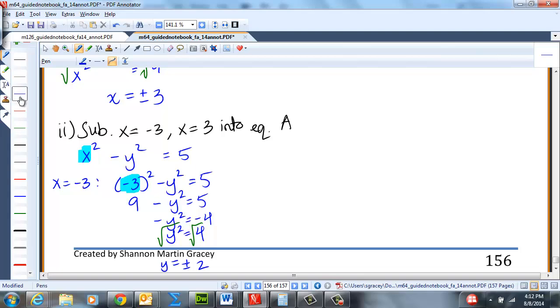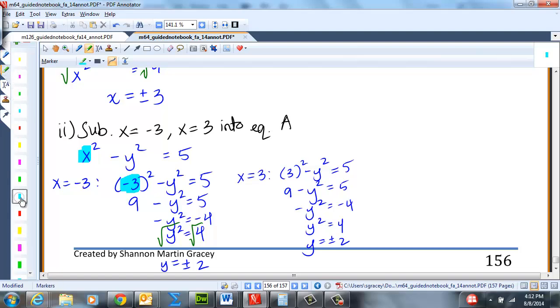Okay, now you may have noticed that plugging in x equal positive 3 will yield the same results, but just in case you didn't, I'll work it out for you. So we get 3 squared minus y squared is 5. 9 minus y squared is 5. Negative y squared is -4. Y squared is positive 4. So y is plus or minus 2. So this is what I plugged in the second time. And it was a similar solution process. I just square rooted both sides here.